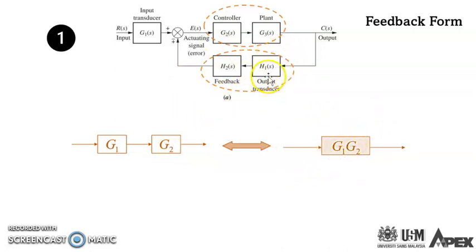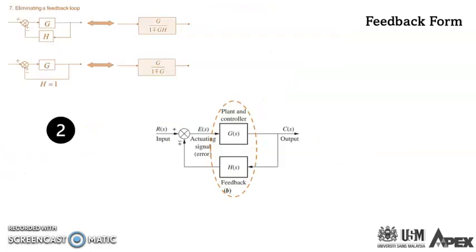The same goes for H1 and H2, because they are sitting beside each other. They are cascaded blocks, so you can just multiply both of those blocks. Ending up, you will get something like this. So this is your G and this is your H after the multiplication. The next step is that you have to eliminate a feedback loop. If you look here, it is a feedback form. Our objective is to make it a single block diagram.